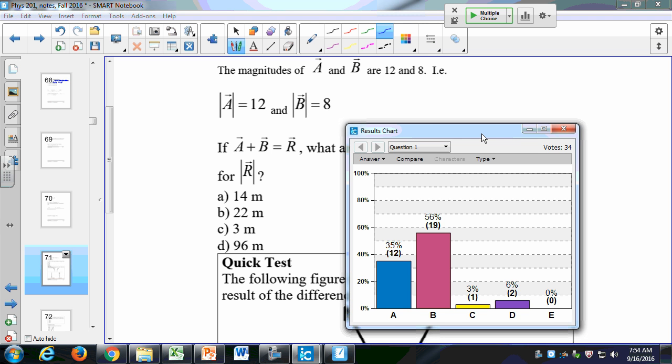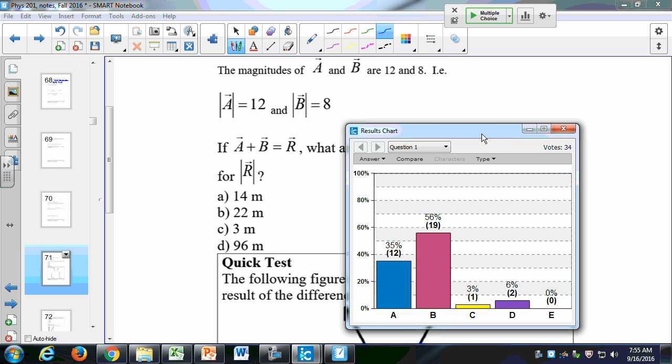So what I want to ask myself in this question is, what is the orientation that gives me a maximum value for the sum of A plus B? And the orientation that gives me the maximum value is when they're pointing in the same direction. When they're pointing in the same direction, they're going to add up to equal the maximum value of 20, the magnitudes of them. And you can't have anything bigger than 20. You can't add those vectors in any way and get anything bigger than 20.